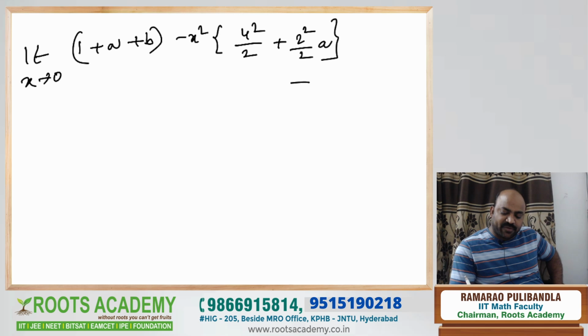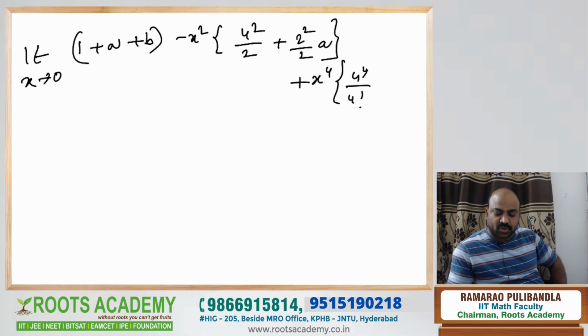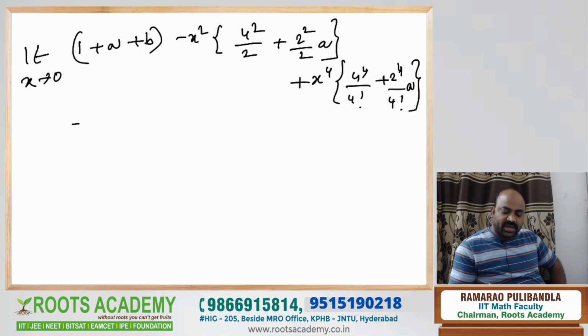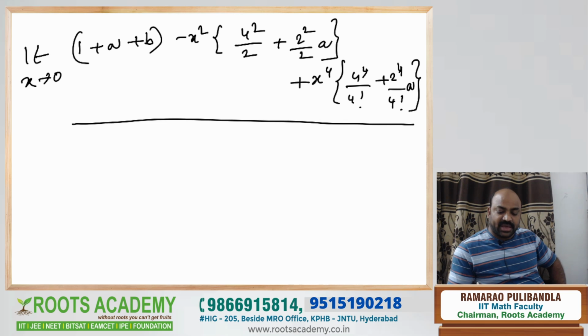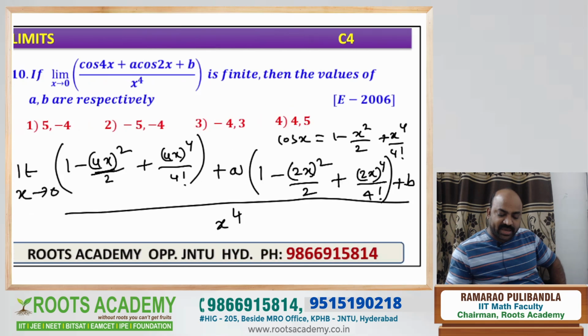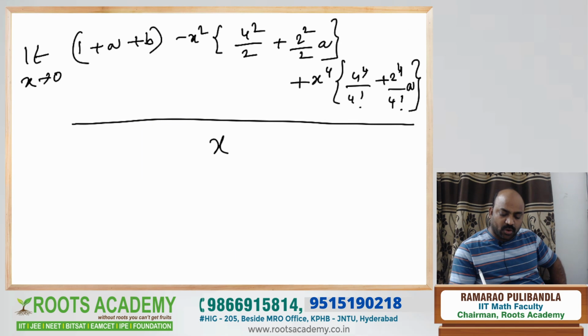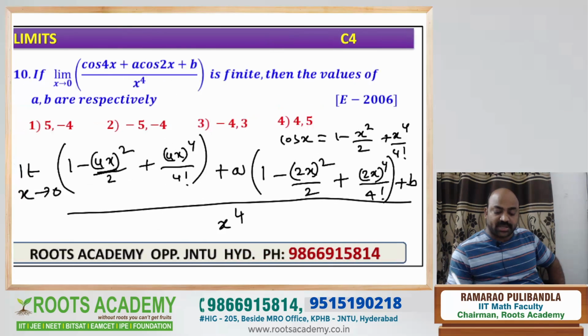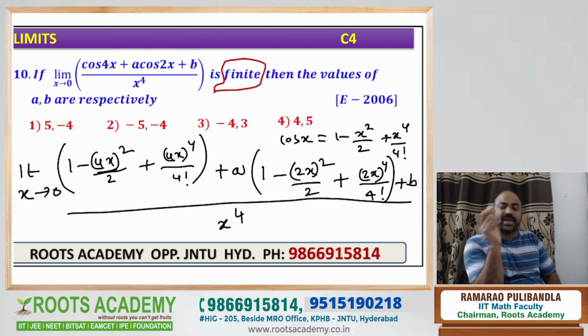Plus, can you take x power 4 out? When I take x power 4 out, 4 power 4 by 4 factorial, don't forget this, and 2 power 4 by 4 factorial into a, divided by x power 4. Dear students, what does he say in the question? The limit is finite. Read the question properly.